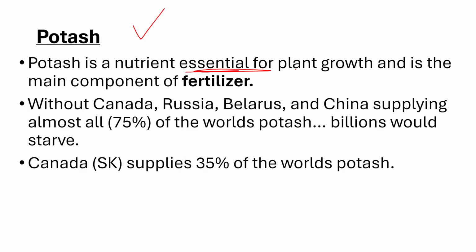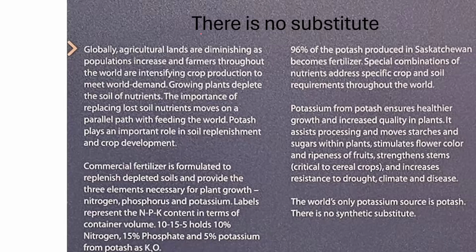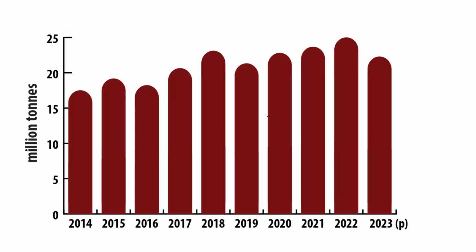Saskatchewan supplies 35%, a third of all the world's potash. So why is it so important? Because there is no substitute. This is the part you got to write down, the top part. For the bottom stuff, you don't need to write this down. But remember, there is no synthetic substitute. The world's only potassium source that we can add to plants is potash. Okay? That is why it is so, so, so important. So this is how much produced, that millions of tons that Saskatchewan has produced.